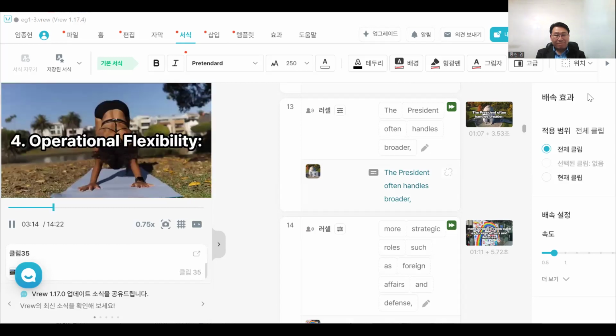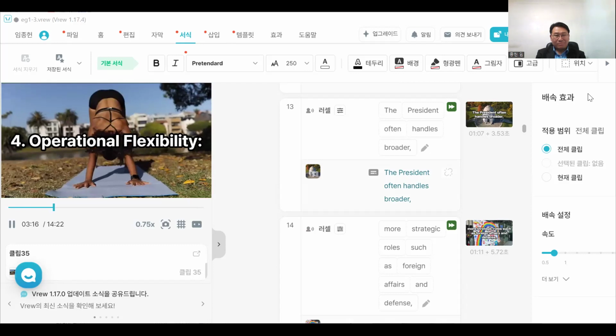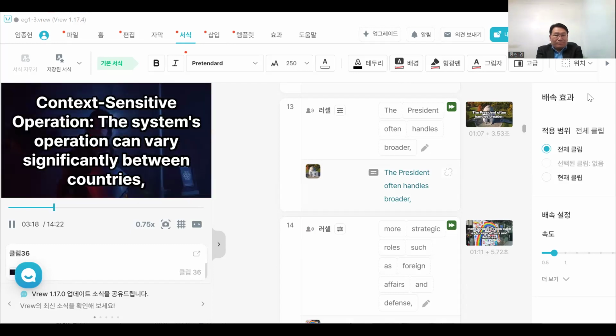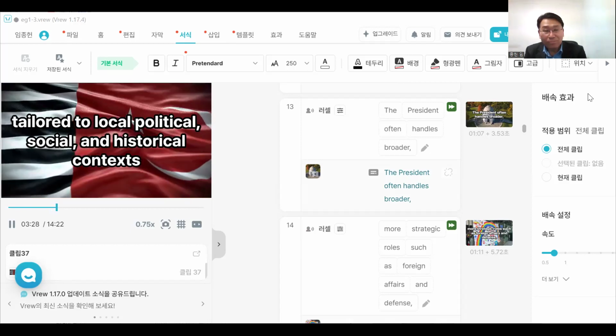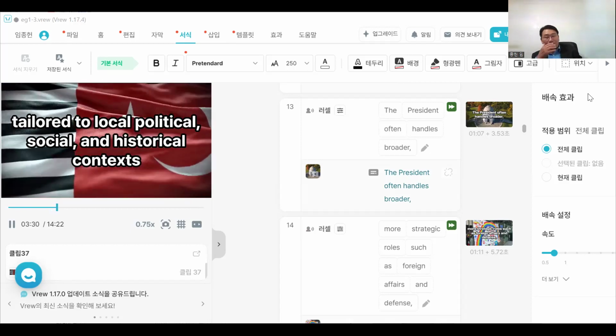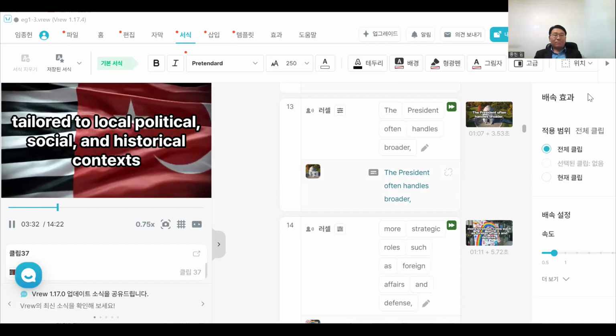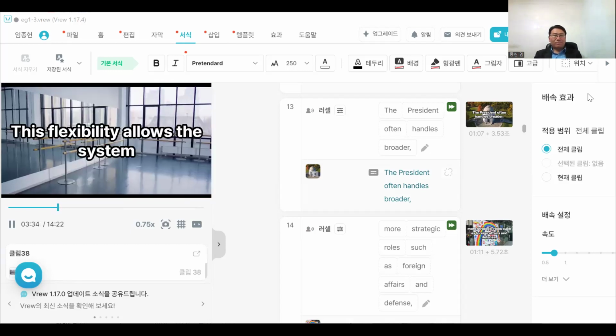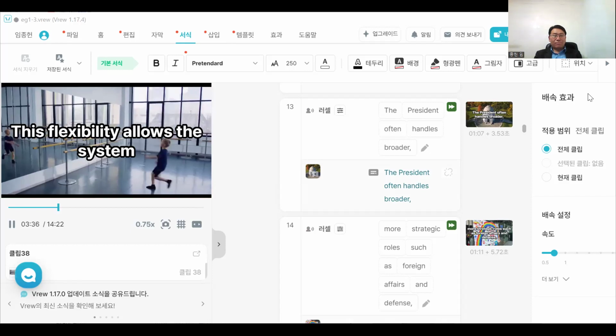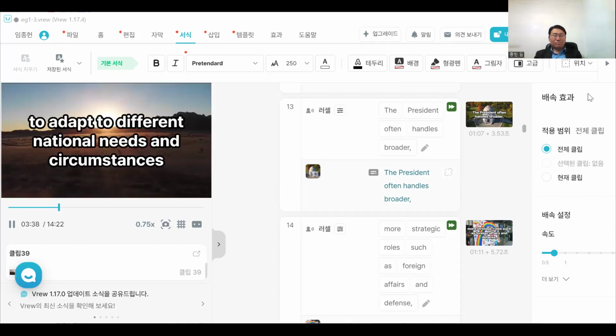Four: Operational flexibility. Context-sensitive operation. The system's operation can vary significantly between countries, tailored to local political, social, and historical contexts. This flexibility allows the system to adapt to different national needs and circumstances.